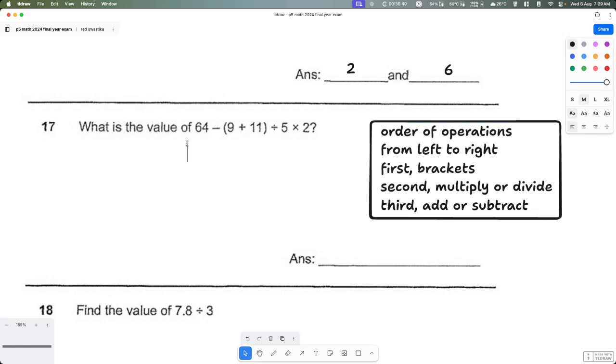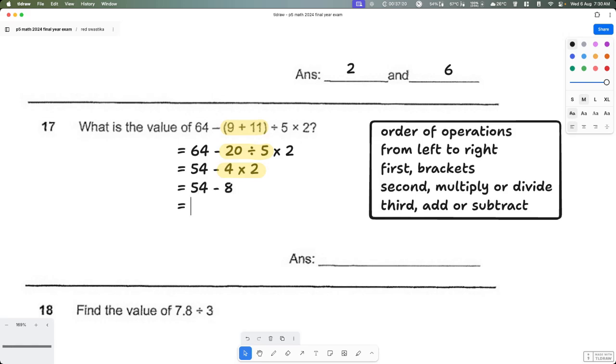In this case over here, I'm going to highlight what we're going to do first. It is the brackets, 9 plus 11. So you write down everything: 64 minus 9 plus 11 is 20, and then we divide by 5, multiply by 2. What is the next one over here? The next one, from the left, is the divide. So 20 divided by 5 gives 4, so 64 minus 4, and then times 2. And the last one, 4 times 2, because it's the only multiply or divide, is 8.